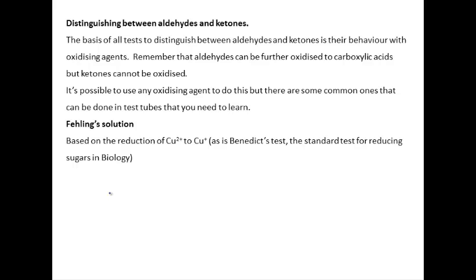The first one is Fehling's solution, and it's based on the reduction of copper 2+ to copper 1+, which is the same as you would use in the Benedict's test, the standard test for reducing sugars in biology. If we look at the colour change, you remember from the lab that Cu2+ is what is present in copper sulfate, so that's going to be blue. And copper 1+ comes out as a brick red precipitate.